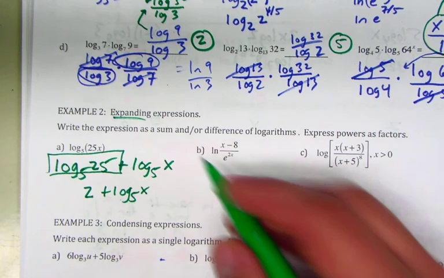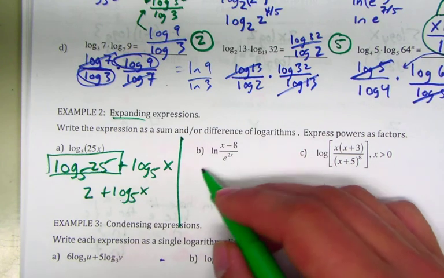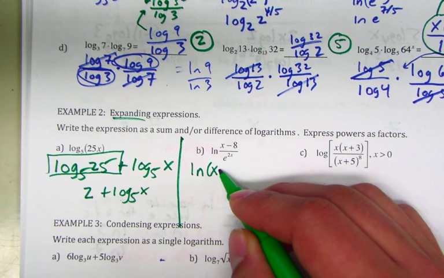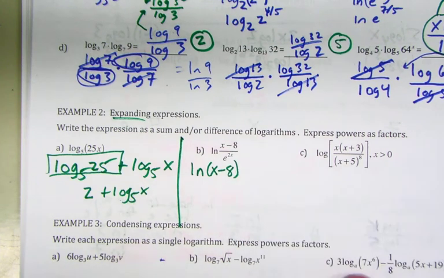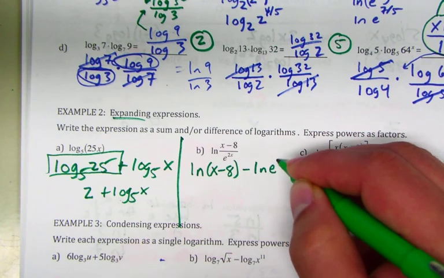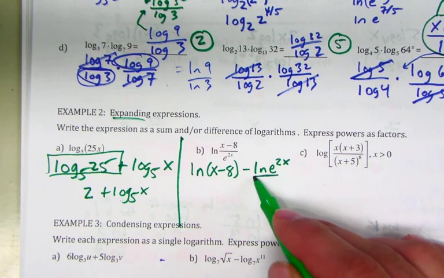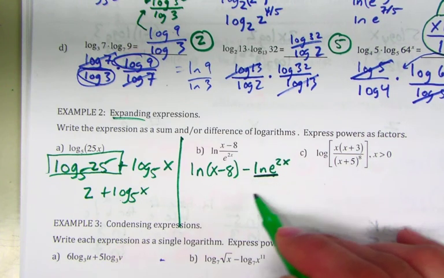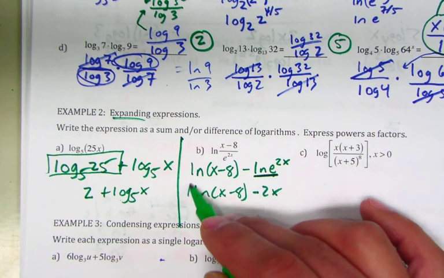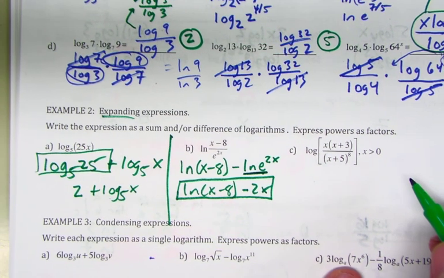Let's go with this one. This is going to be the same as, what's the first step? Natural log of x minus 8 minus natural log of e to the 2x. And yes, you are correct. What happens with these here? They cancel, so it's just natural log of x minus 8 minus 2x. Okay.